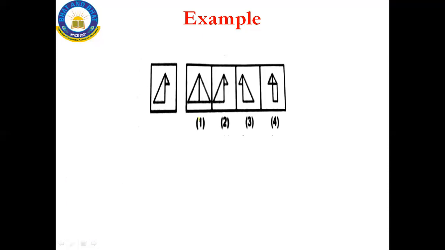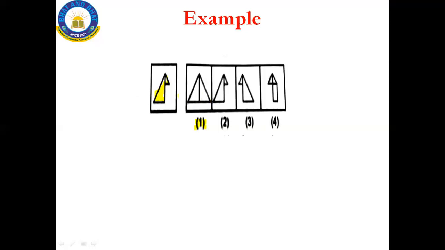Now, shall we solve this? See here, the problem figure consists of a triangle and then a small triangle. Okay. Now, the first one is not the answer. Why? It has completely two triangles. So the first one is not an answer.